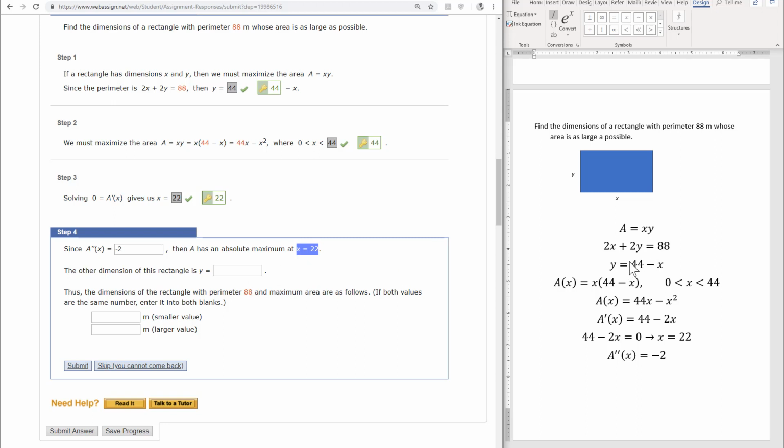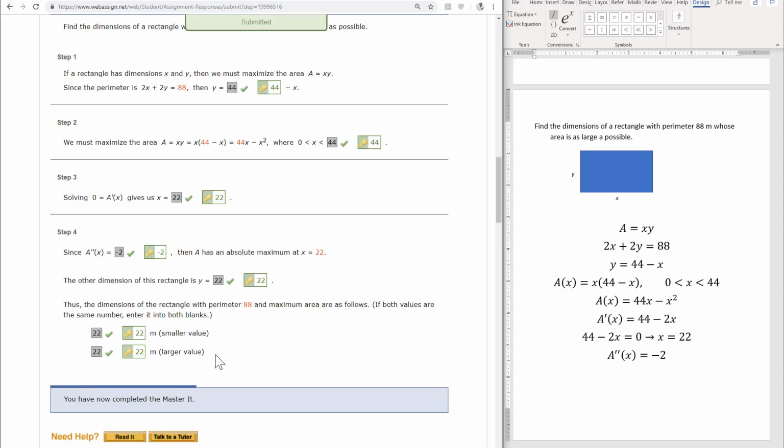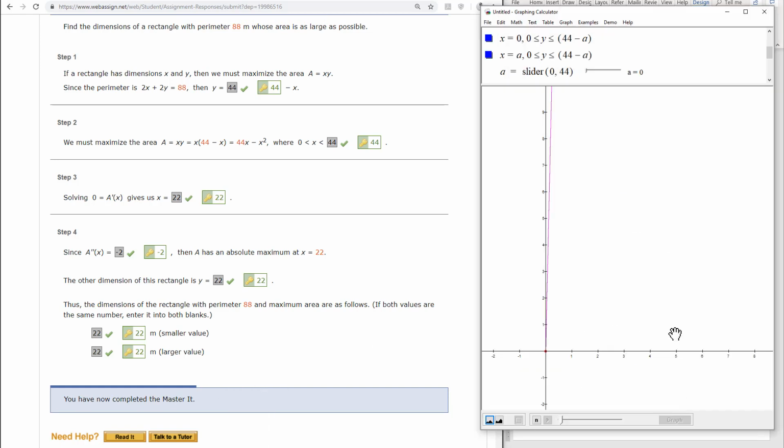And then y, what was y equal to? Y is equal to 44 minus 22, or 44 minus x. That's also 22. So the dimensions of this are that x is 22 and y is 22. So for the dimensions of the rectangle, both values are the same, so you can just enter both numbers there. It turns out that to maximize this, the square, where both sides are the same, is going to be the maximum value. I have a small graphic of the function and the box.